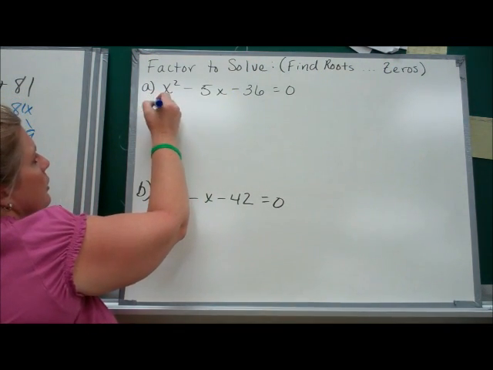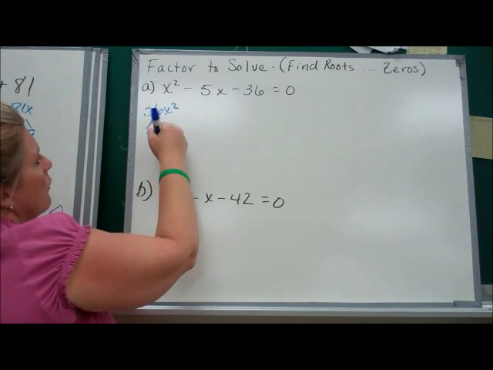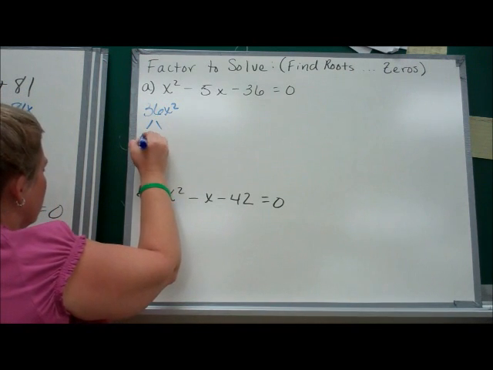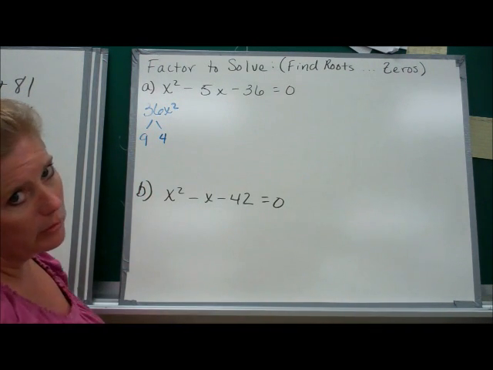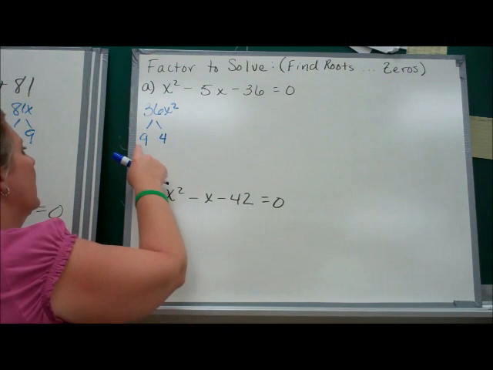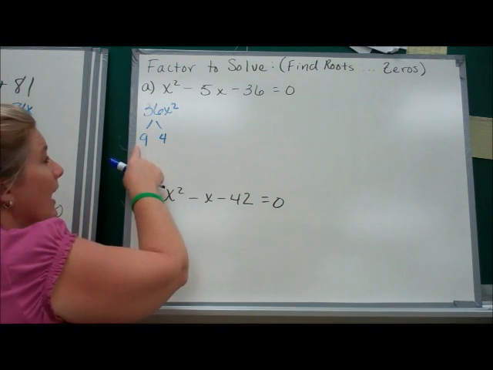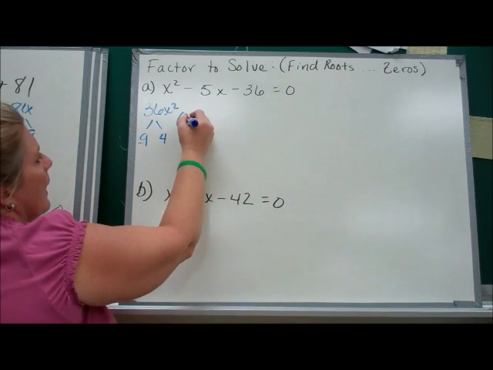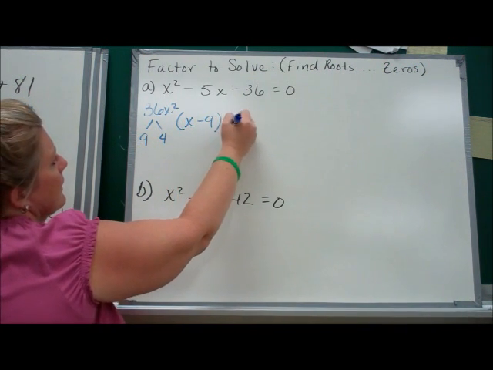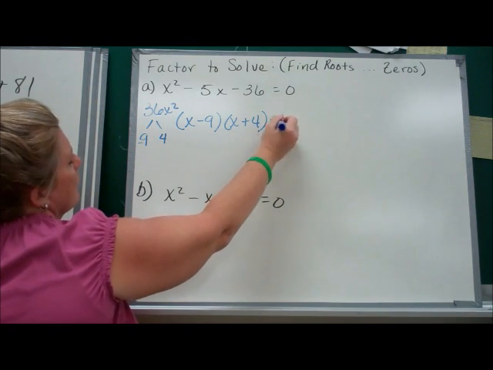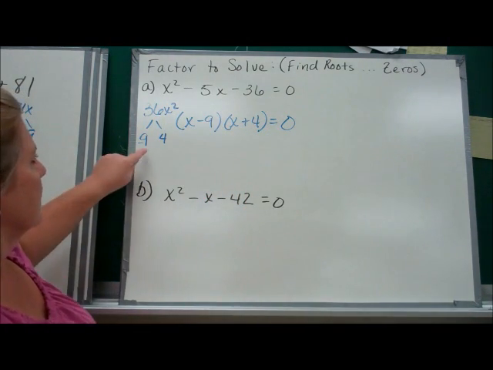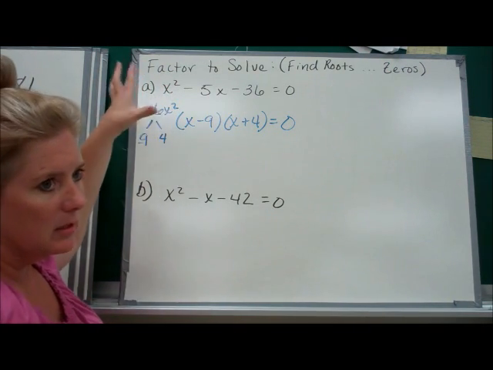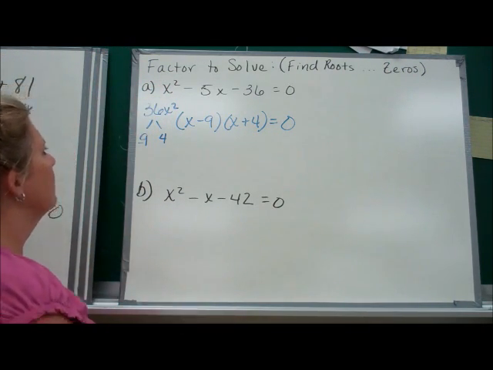36 times x squared is 36x squared. What are the factors of 36 that'll subtract to 5? Oh, 9 times 4. 9 and 4 will subtract to 5. Now 9 is greater than 4, so the 9 is going to get this sign. So that means x minus 9, x plus 4 equals 0. Now, if you get to the point where you don't have to do this to do your factoring, that's great. By all means, do that. Save yourself some time.